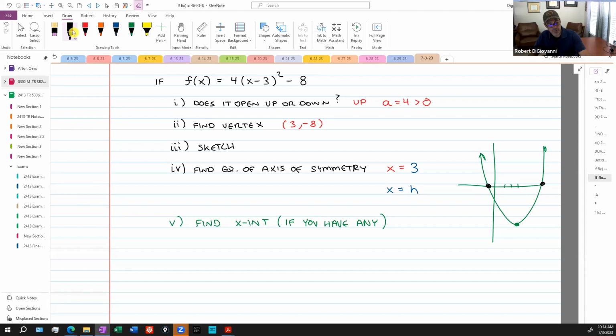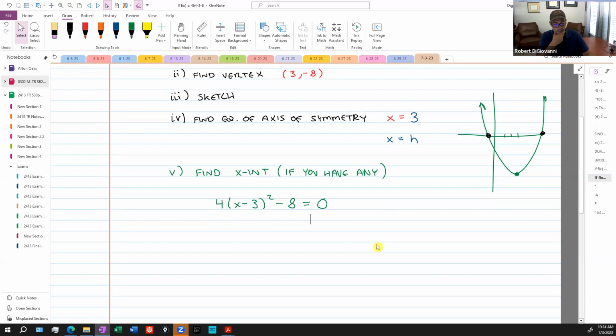So to figure out the x-intercepts, I'm going to take the original function and set it equal to zero, right? That's what I'm going to do here. Now, the question is, how do we solve this, right? This is a quadratic function. Notice that I already have something being squared here. So I'm going to use what we call the square root property. I'm going to add 8 to both sides first. Then I'm going to divide both sides by 4. What I'm trying to do is get that parentheses thing by itself. 8 divided by 4 is 2.